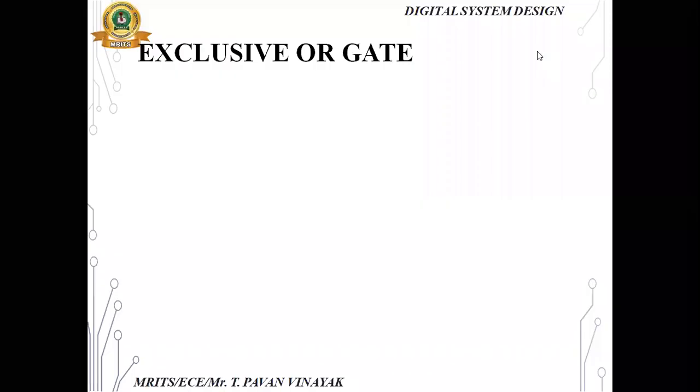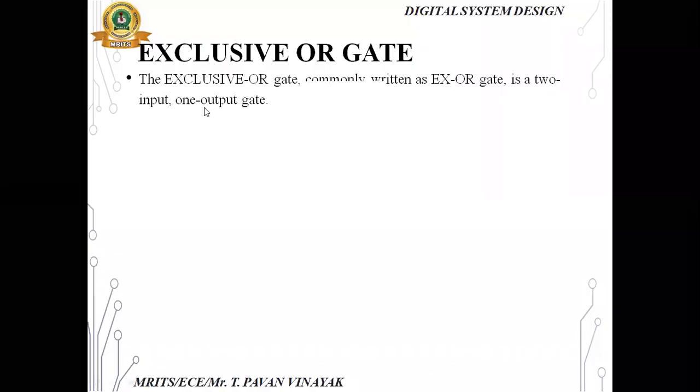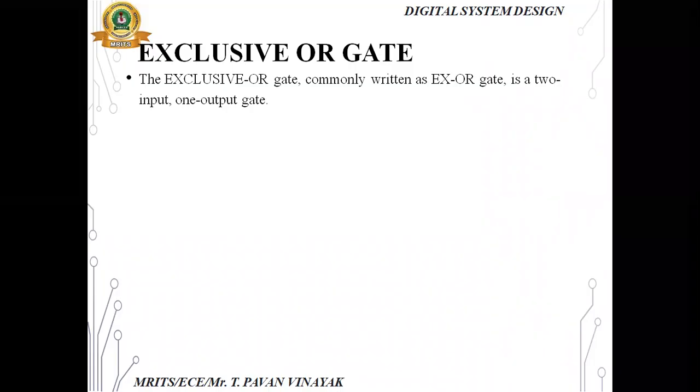Next, XOR gate. So what is XOR gate? XOR gate performs XOR operation. So it is also a two input one output gate. So what is XOR operation? When both inputs are same, output is 0. When both inputs are not same, output is 1.